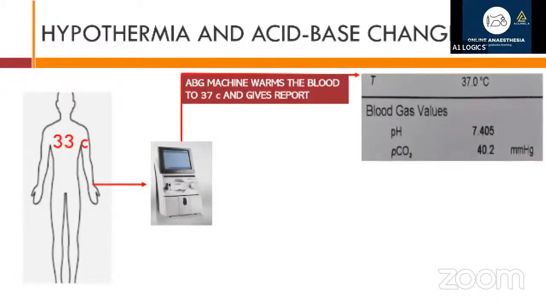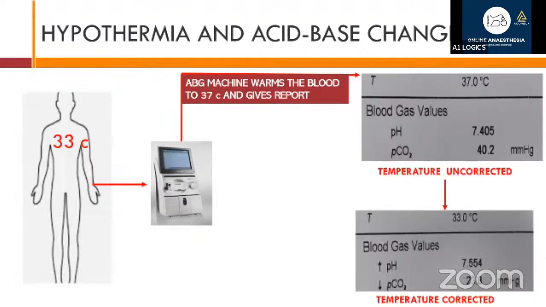So the report will look very normal. The pH is 7.4, PCO2 is 40.2. But if I enter the actual temperature of the patient into the ABG machine, it will give another report that is called a temperature corrected report. Here you can see that the pH has become an alkalotic value, 7.55, and the PCO2 has gone down. All these values are the actual values in the patient. The patient is in a state of respiratory alkalosis.